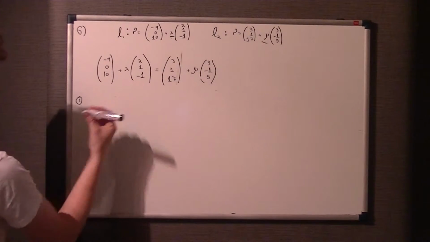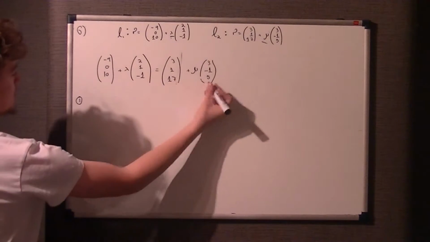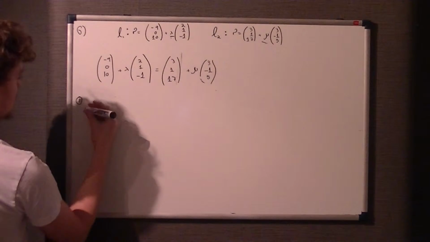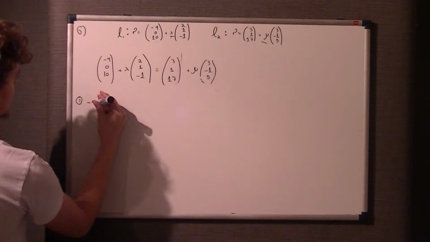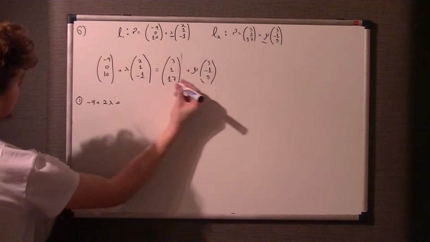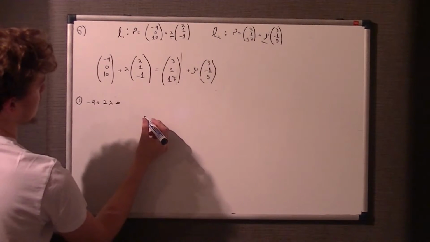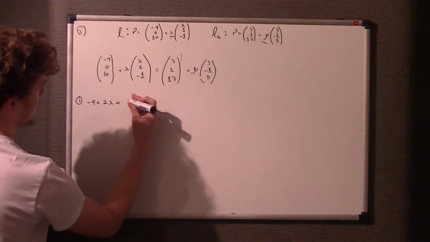So the first equation I'm going to derive is just by comparing the i values on this side to the i values on that side and making them equal, obviously. So minus 9i plus lambda times 2, or plus 2 lambda, is equal to the i component on this side, which is 3 plus mu times 3, or 3 plus 3 mu.